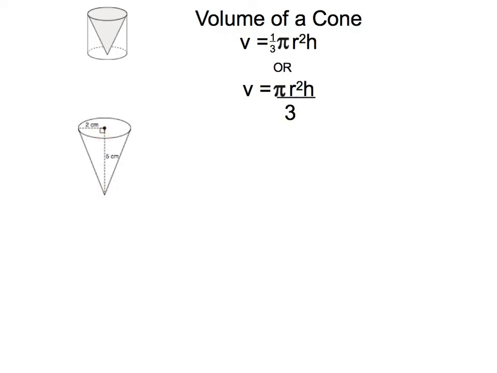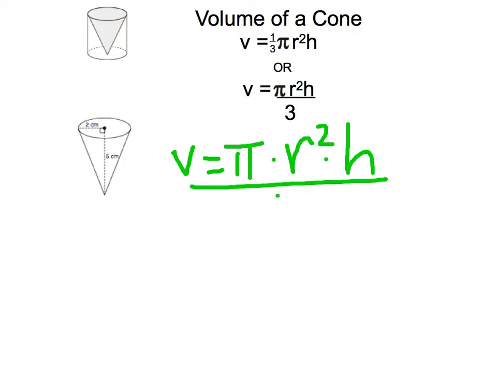To calculate the volume of a cone, go ahead and jot down the formula that you're going to use. For me, I like the second formula best, so that's the one I'm going to choose. Again, if you do your work correctly, it won't matter which formula you pick. From here, go ahead and jot down your radius and your height. Substitute those values into your formula.